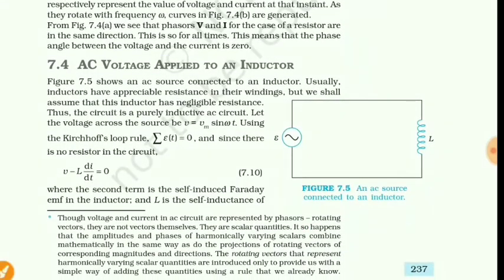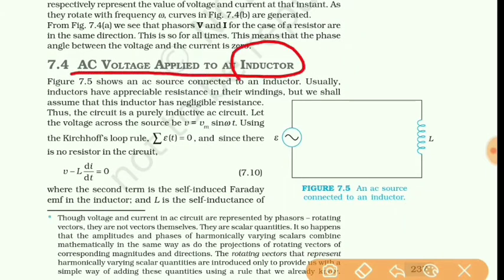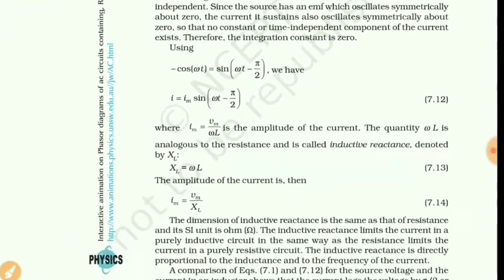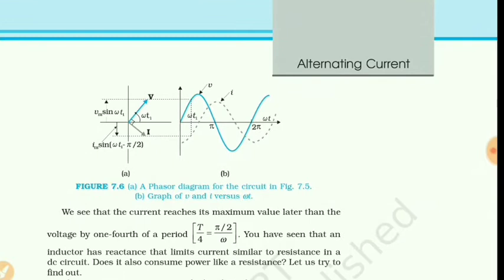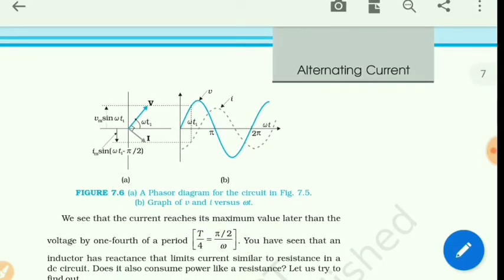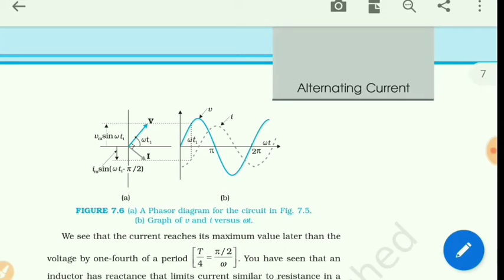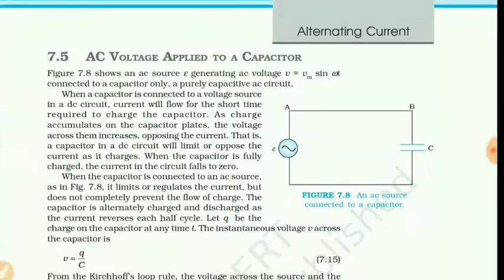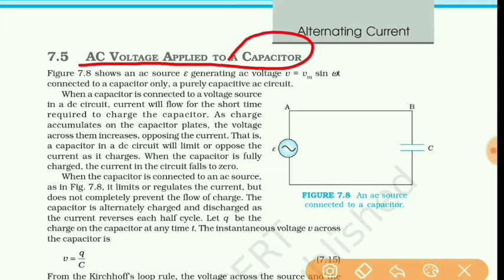Then we have studied what happens when AC is applied to an inductor, and this is the figure. Then the related phasor diagram, as well as the waveform of V and I versus omega t. Then we studied what happens when the AC is connected to a capacitor.